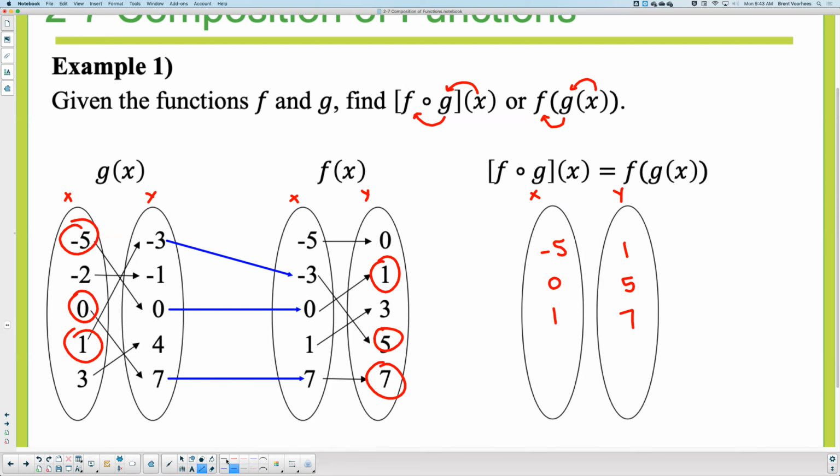Now, if you wanted to, you could connect -5. -5 should point at 1. Now, wait, why am I saying that? Because this -5 produced a 0. 0 got plugged in and produced a 1. So -5 points at 1. Okay, what will 0 point at? 0 will point at 7, and that means 1 must point at 5.